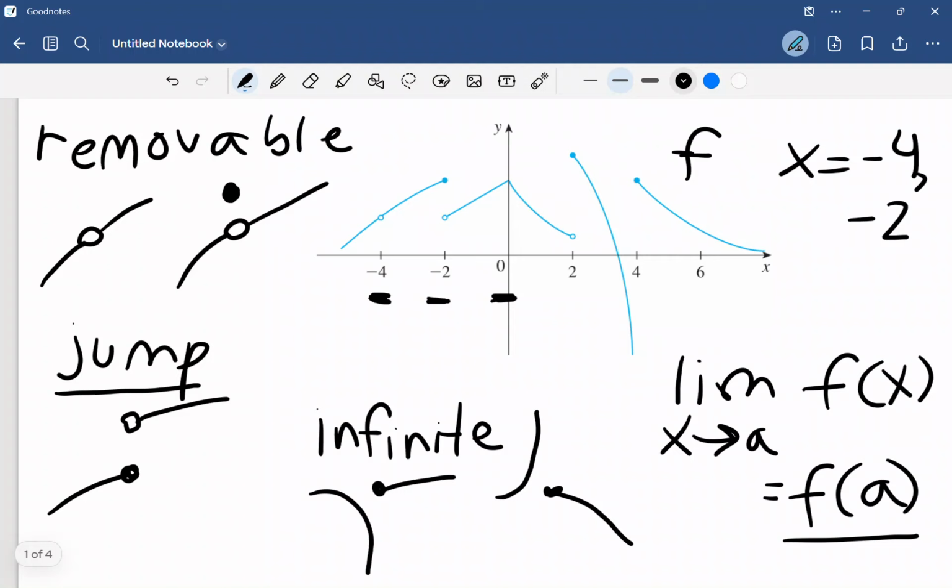So now let's look at x is equal to 2. We can see that we have another jump discontinuity. And at x is equal to 4, we can see that we have a vertical asymptote. So we have an infinite discontinuity. Let me just erase this.